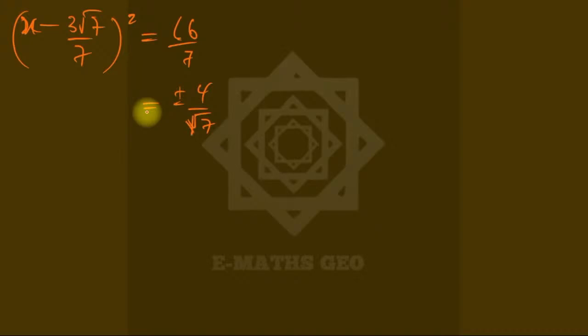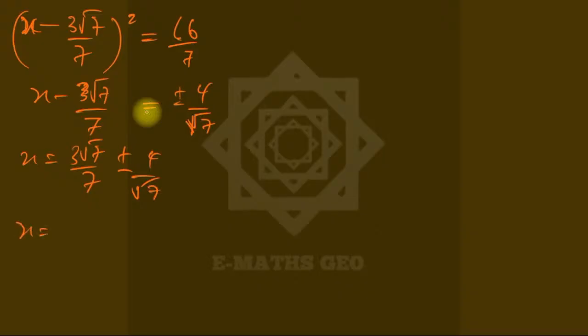So x minus, that I can write this one as, okay, let's just continue. 3 root 7 over 7. So this one moves to be positive 3 root 7 over 7 plus or minus 4 over root 7. And if you rationalize by multiplying by root 7 up and down, 4 over root 7 rationalized is now 4 root 7 over 7.